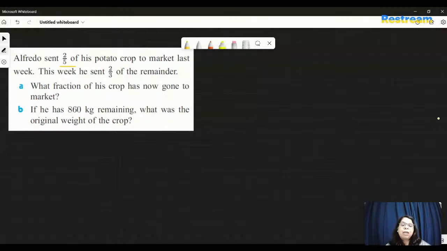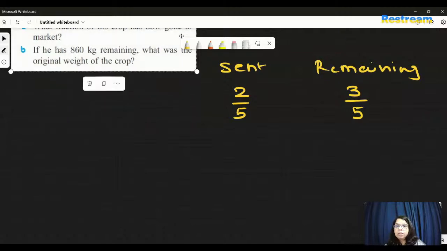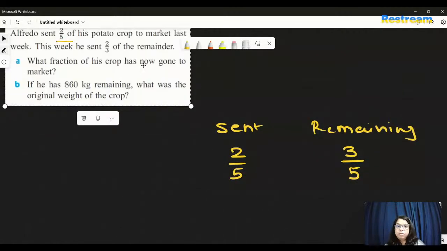So we can make a table: how much is sent and how much is remaining. He sent 2/5. That means he had 5 units of potatoes, out of which he sent 2 units to the market. Now he has 3/5 units left. So this is last week. Let's take this slightly above. This is time. So this is last week.